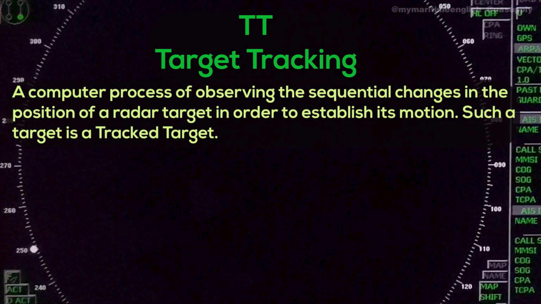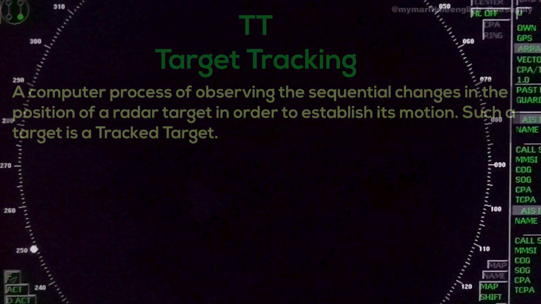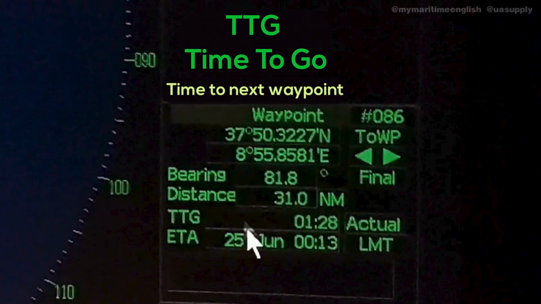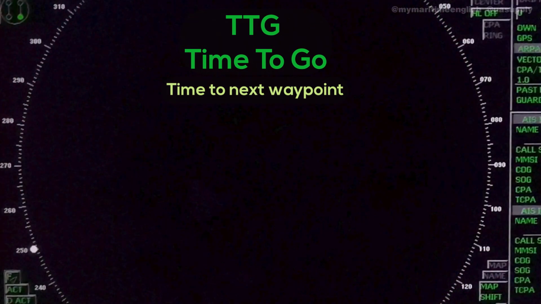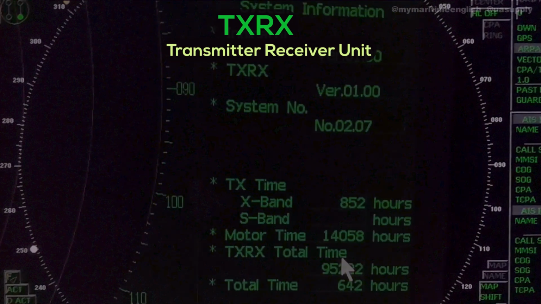TT, target tracking. A computer process of observing the sequential changes in the position of a radar target in order to establish its motion. Such a target is a tracked target. TTG, time to go. Time to next waypoint. TX or X, transmitter-receiver unit.